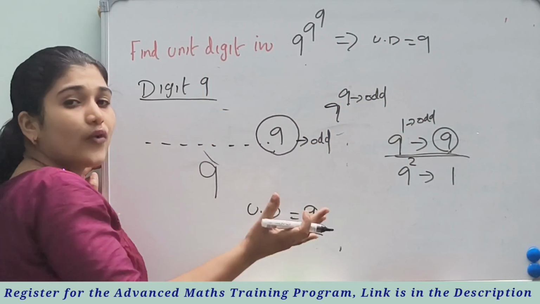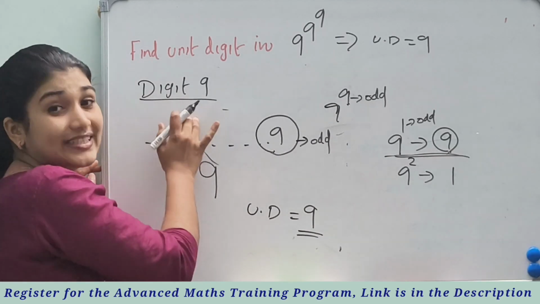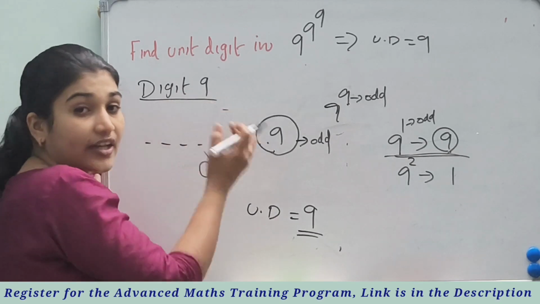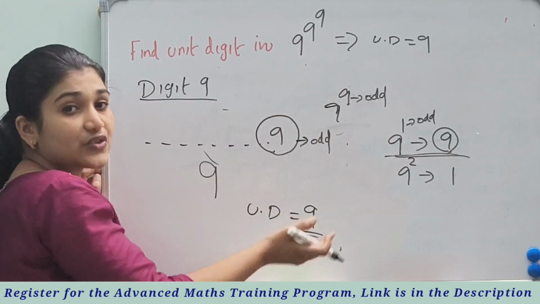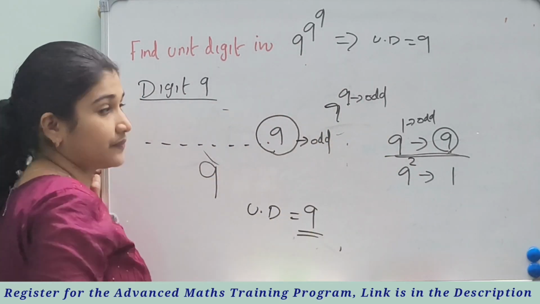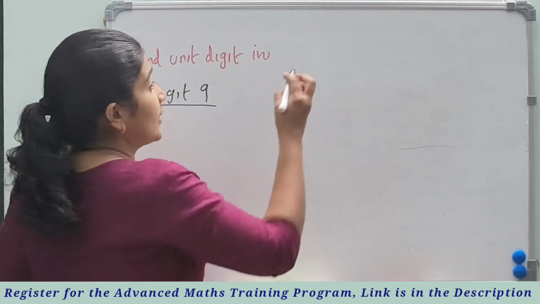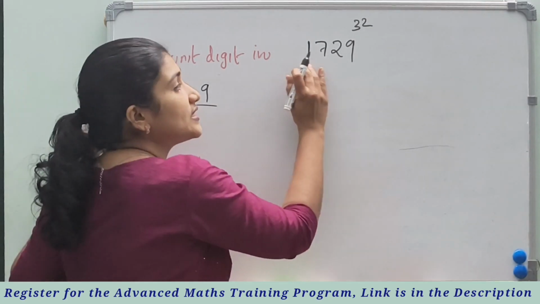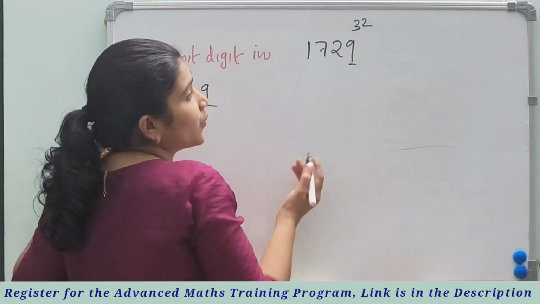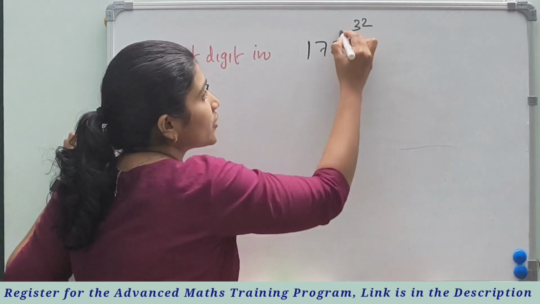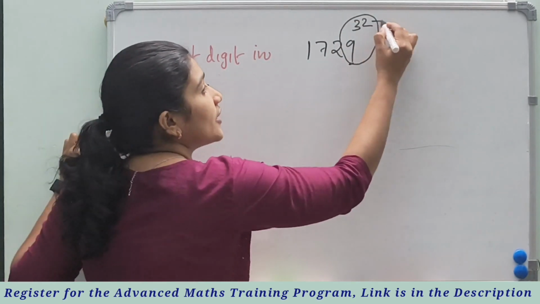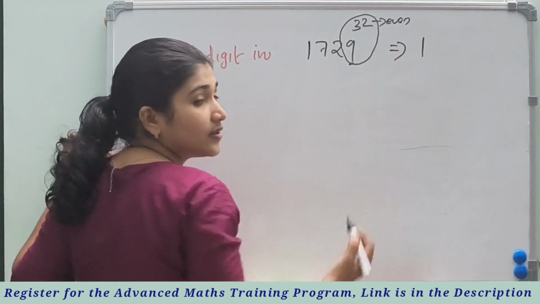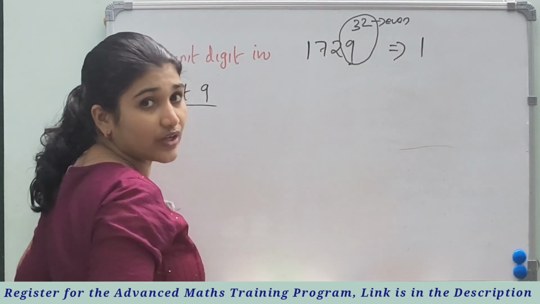With this pattern you can solve all the unit digit questions related to digit 9. 9 raised to an odd number is 9. 9 raised to an even number is 1. Same way, unit digit in 1729 raised to 32. Here the unit digit in 1729 is 9. So just find the unit digit of 9 raised to 32. Here 32 is an even number. 9 raised to any even number, the unit digit is 1. 9 square is 81, so the unit digit is 1 here.